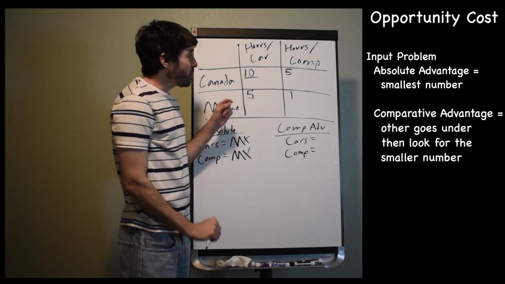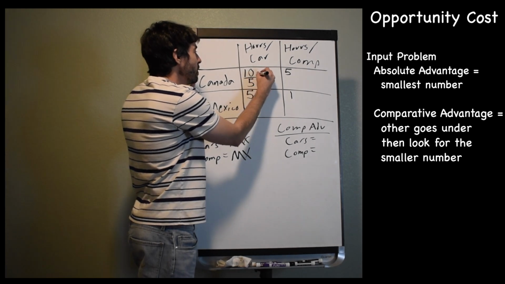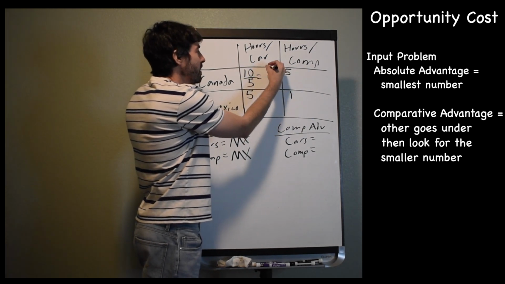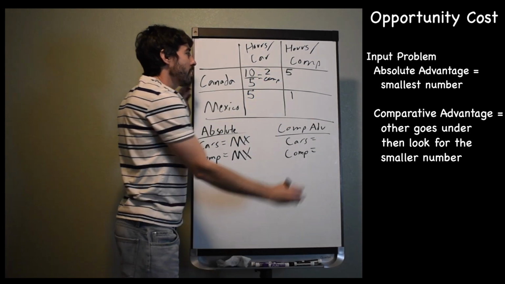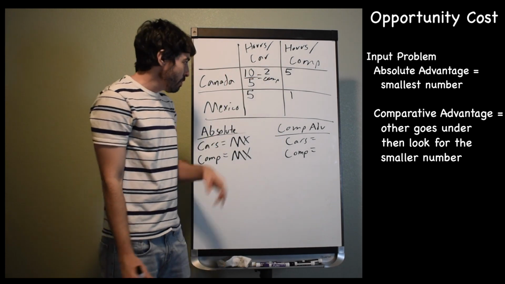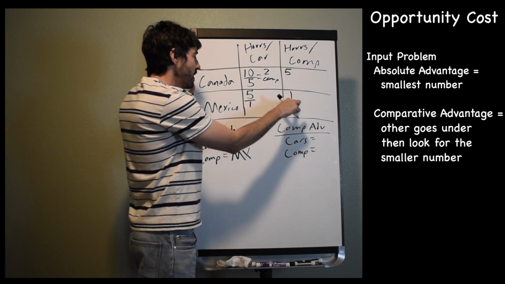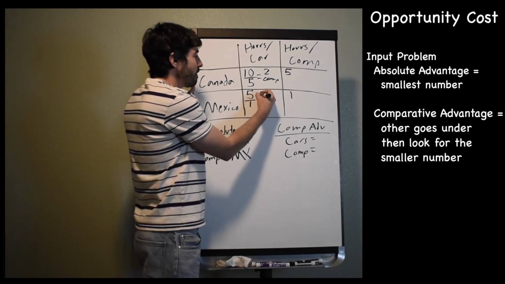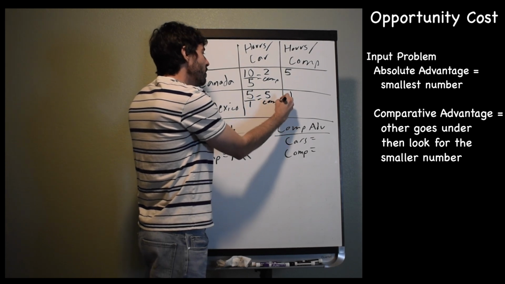To figure out the opportunity cost of making 1 car in Canada, we take the 5 hours it takes them to make a computer and put it under the 10 hours it takes to produce a car, and that comes out to 2 computers. And what that means, every time Canada makes 1 car, they have to stop producing 2 computers. For Mexico, again, the other goes under. We put the 1 hour it takes to make a computer under the 5 hours it takes to produce a car, and that comes out to 5 computers.